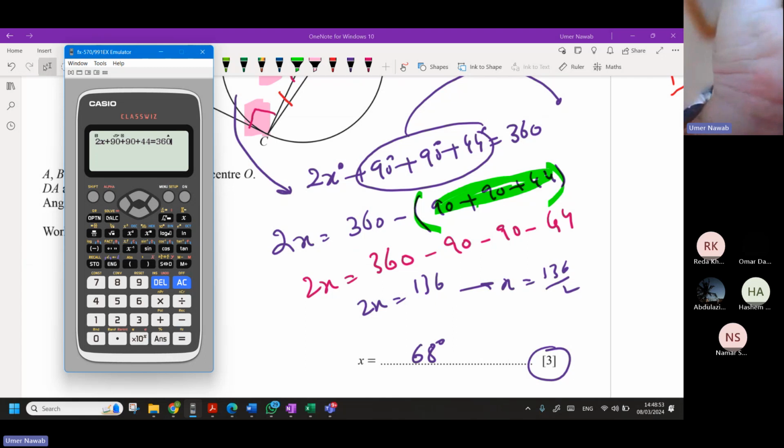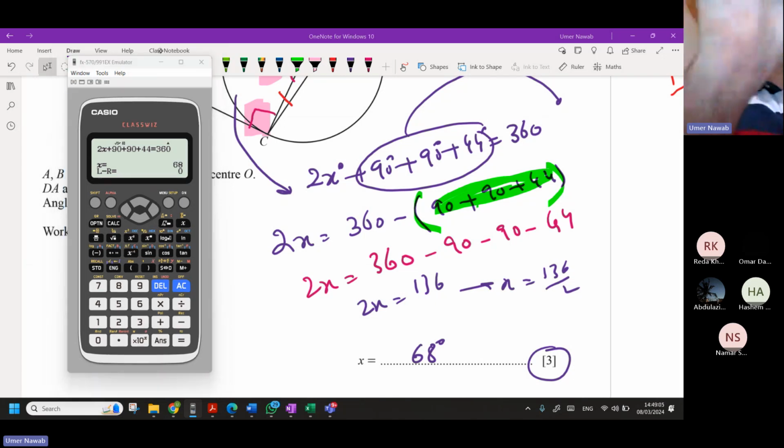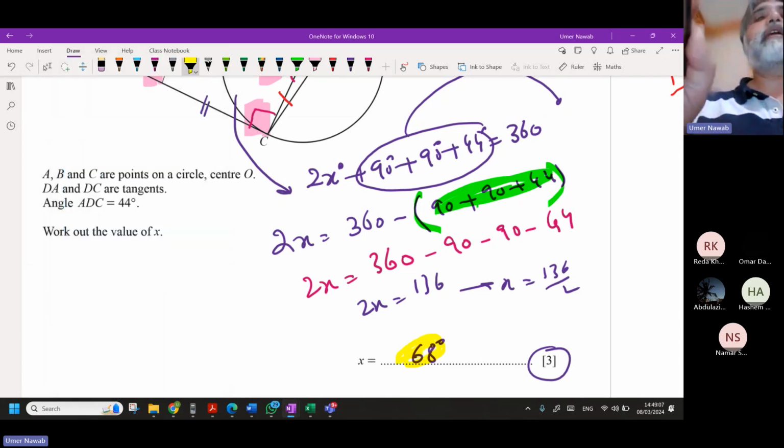I use the shift solve, and then the calculator will give an initial guess. Ignore it and press the equal sign. Look, I got the answer 68, and left minus right is 0. So 68. This is helpful for you, as you can verify your answer directly in the final exam.